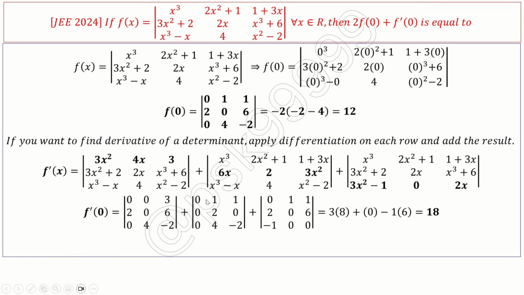Here it is 0 because one complete column is all zeros. Then minus, you can choose this way. Row 3, you can find the determinant, which is easy, minus 1 into 6. So overall f dash 0 is 18. So what we are looking for is 2f(0) plus f dash 0, which is nothing but 42. That's the answer. Okay, next.